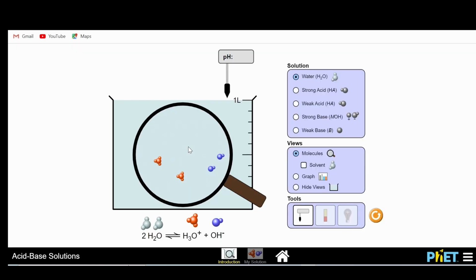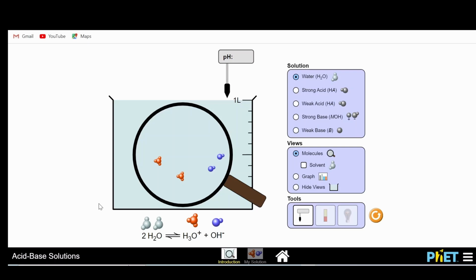PhET simulations are really amazing and incredibly useful in promoting inquiry-based teaching and learning, and they provide a solid alternative to the traditional laboratory-based inquiry education. So after clicking on the introduction, you'll be taken straight into the acid-base solutions introduction simulation.